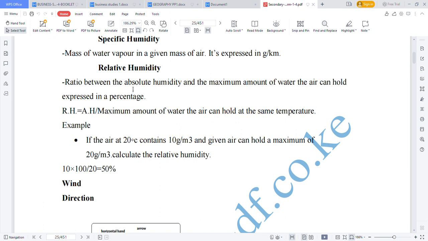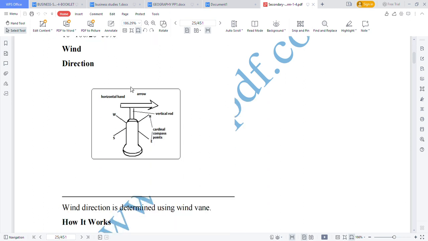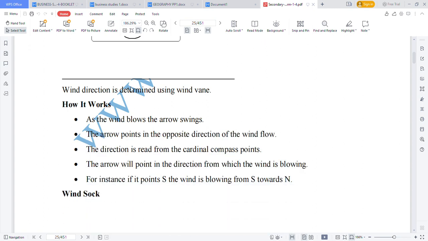Let's move to wind. Wind direction is determined using a wind vane. How does a wind vane work?